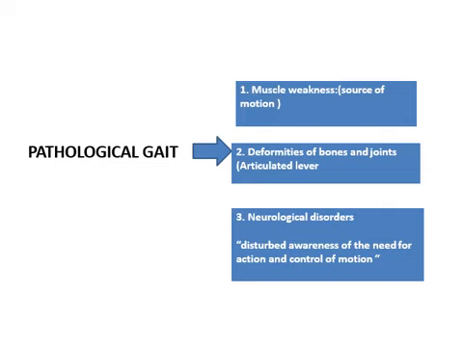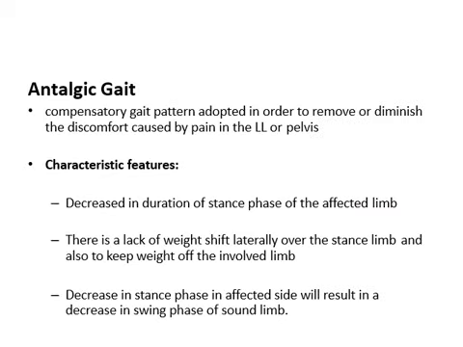Moving to the pathological gaits. As we said in the beginning, a pathological gait can be due to muscle weakness, a deformity, or a neurological disorder. So in the next couple of slides we are discussing a couple of patterns very common in the gait cycle that are pathological. One of these is the antalgic gait.